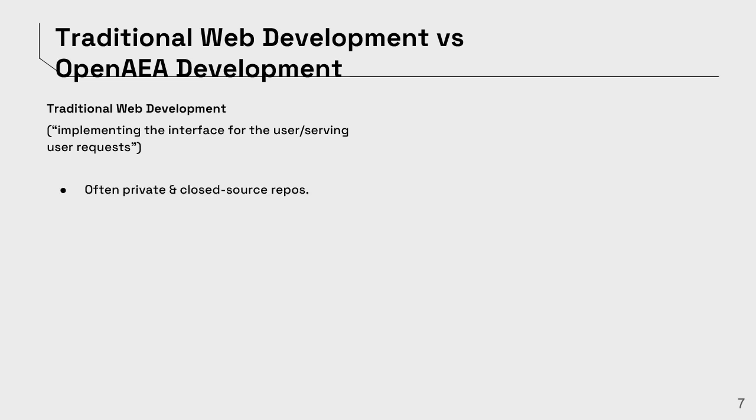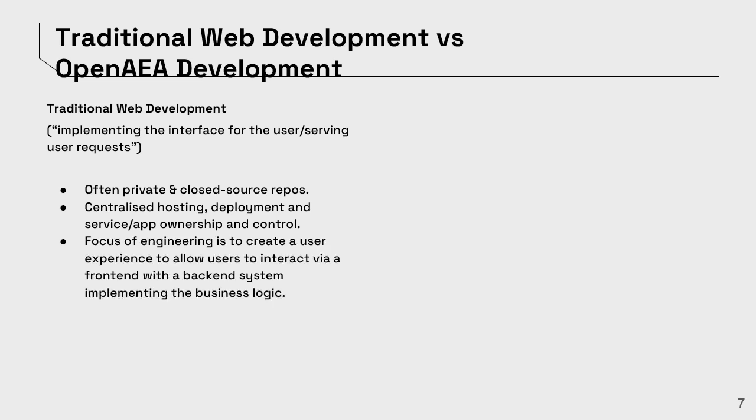So, in order to offer a small comparison of how traditional web development differs from agent development: in traditional web development, what we are actually implementing is how to serve the user requests. This is usually based on private and closed source repositories. So there's a centralization on the hosting, deployment, and the ownership and control of the service. And the main effort is to create some sort of user experience or user interface so that users can interact with the business logic which is on the back end of the systems.